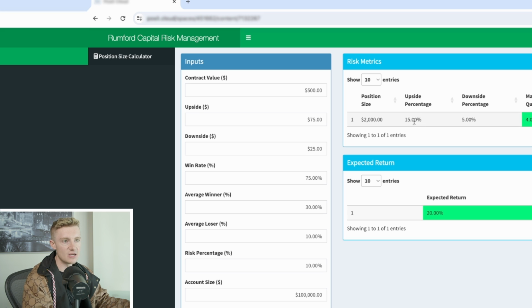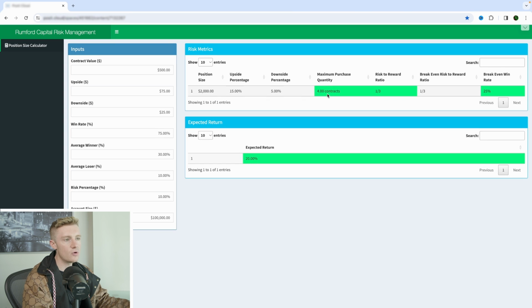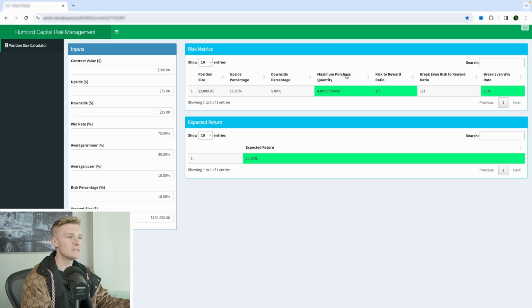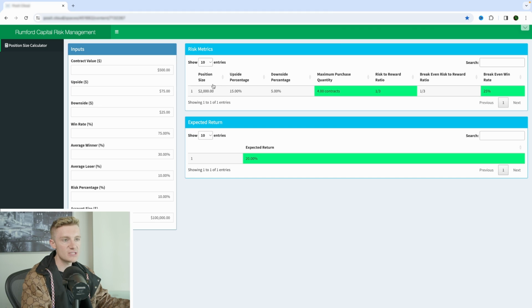So our upside is going to be 15%. Our downside is going to be 5%. This is going to be either green or red, and that goes for maximum purchase quantity, risk to reward ratio, and break-even win rate. For this to be a trade that we want to take, ideally, we want to see all three of these green. And because we have a maximum purchase quantity of 4 contracts, it's telling us we can take this trade. Our position size based off of this trade would be $2,000. And if it's $500 a contract, it's saying we could buy 4 contracts.